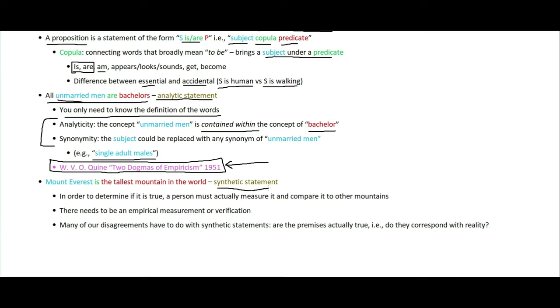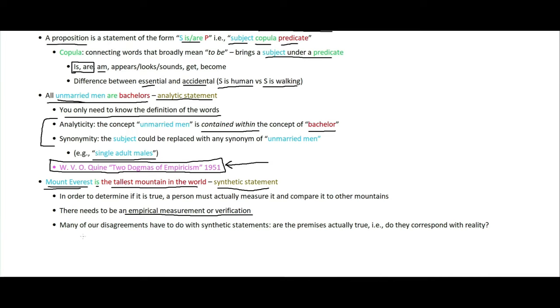So a synthetic statement then is one that requires something more than just knowing the definitions of the words. A synthetic statement might be something like Mount Everest is the tallest mountain in the world. In order to determine if this is true, a person actually has to go out and measure Mount Everest and then compare it to other mountains. There isn't anything in the definition of Mount Everest that entails that it's the tallest mountain in the world. And of course, there's nothing in the tallest mountain in the world that entails that it is Mount Everest. That was something that actually had to be discovered. So there needs to be an empirical measurement or verification of some kind.